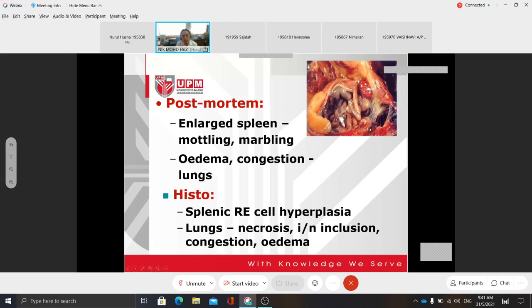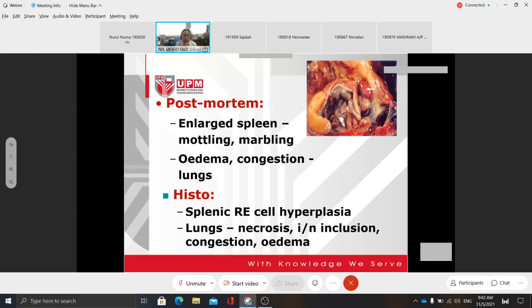This is the spleen. Okay, you can see the spleen is usually supposed to be small and red, maroon in color. And this one you see some marbling and mottling. There are like white spots there. And then you'll see also edema and congestion of the lung. Histologically, in the spleen you'll see reticuloendothelial cell hyperplasia, and in the lung you'll see signs of necrosis and intranuclear inclusion, congestion, and edema.